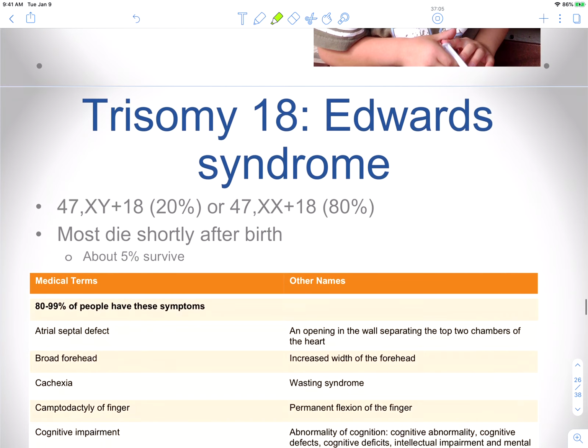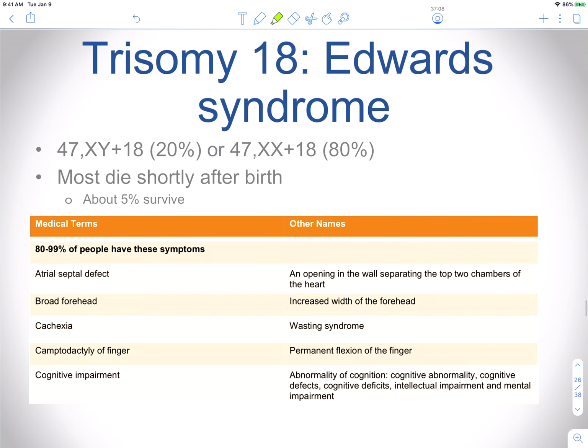Now, trisomy 18 is called Edwards syndrome. Again, this is a trisomy, so we're getting an addition. So you see here you have your 47, 47. You have a genetic male or a genetic female. And then you have the plus 18, which is showing which chromosome is duplicated. You can see that you have a higher incidence in females than males, and this basically means that females survive more than the males do.